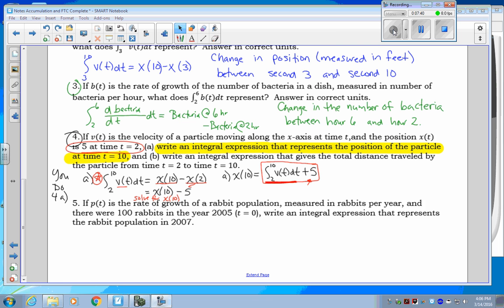So now that we've done that, we now should be able to do part B. Actually, part B has nothing to do with that. I don't know why I suggested that. So if you could do part B now and write the integral expression for the total distance traveled. Please pause the video here to complete part B.